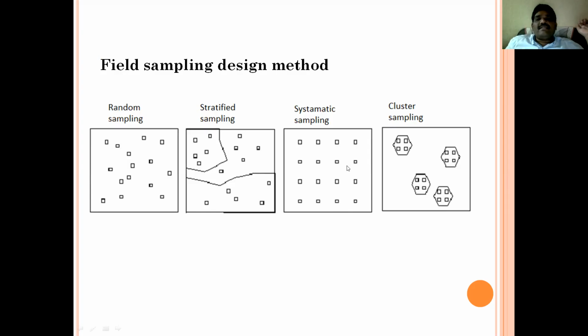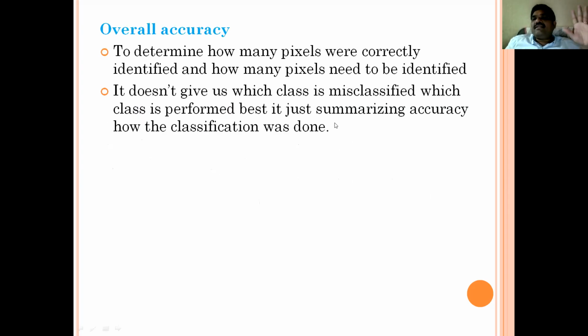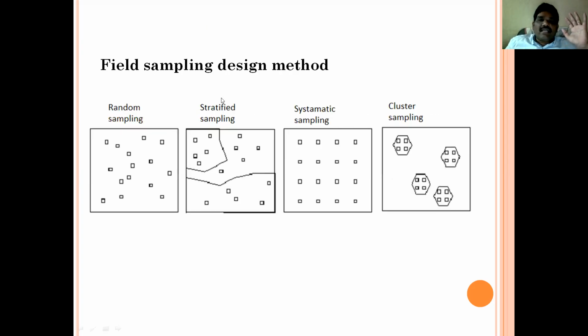There are 4 methods: random sampling, stratified sampling, systematic sampling, and cluster sampling, to go for good overall accuracy. This is the test to find out how many are identified and how many are yet to be identified. Here we are not considering how many are misclassified or how many are correctly identified, but by considering all these sampling methods, the accuracy will be good and higher.